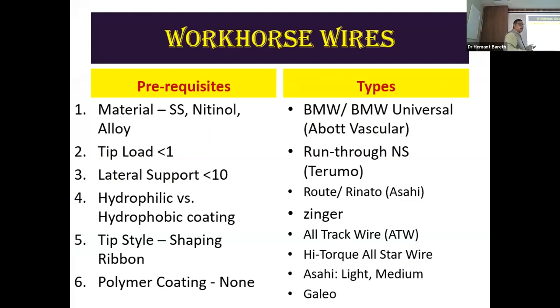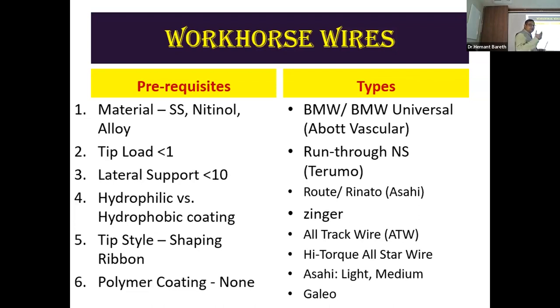Normally, you will have a dual core wire where the core is attached to the tip by a shaping ribbon. And normally, it will not be polymer coated, because that makes the wire dangerous. So our wire will have these features. BMW or BMW Universal, Runthrough by Terumo is another one. These are the older wires, the Sion, Galeo wire, Hi-Torque, or Star wire.